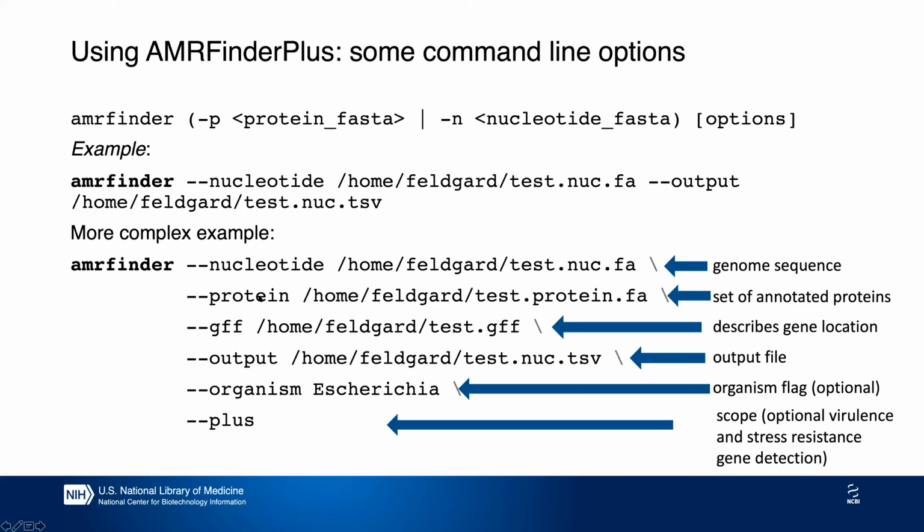There are more complicated things, so you can put in a set of annotated proteins. Here would be my genome, the set of annotated proteins, the file that links up where these proteins are on the genome, and an output file. If I want to run an E. coli specific analysis, I can do that. And then also, do I want to include these genes?